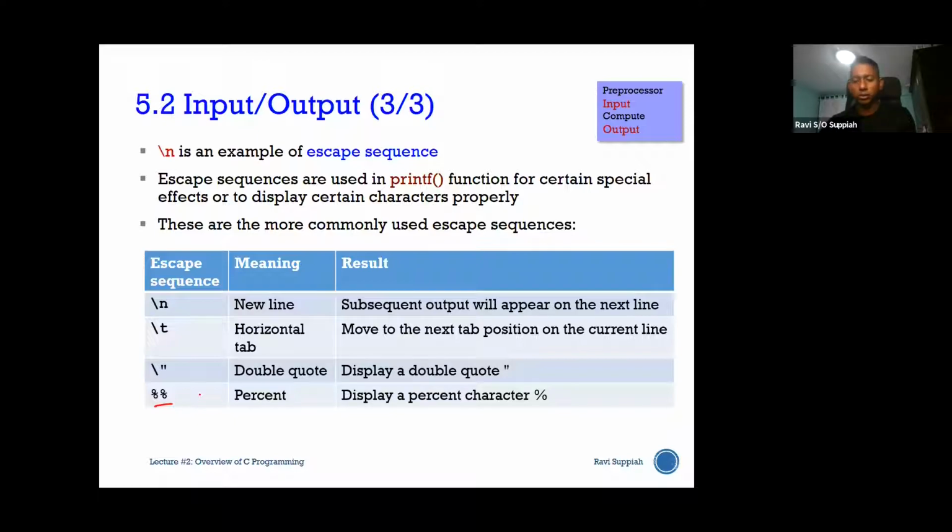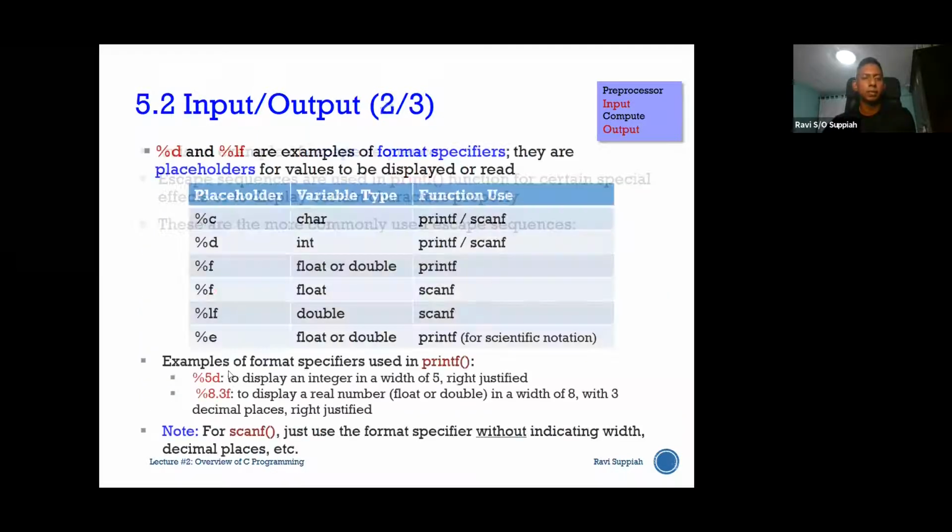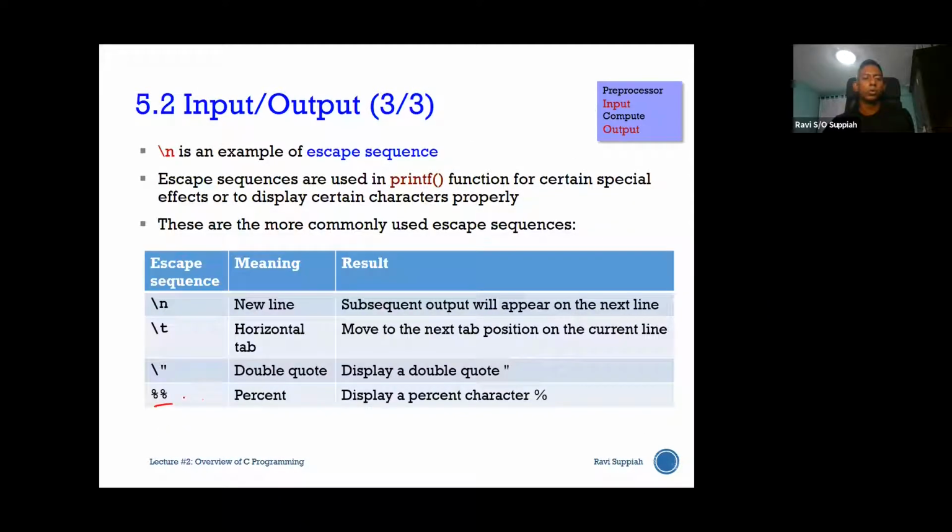Okay, why do you need to do this? Because the percentage sign is actually reserved, or is actually used, for the format specifiers. So you need to put 2 percentages together, then you will display a single percentage sign. All right, so these are some of the things of how C operates. When you are dealing with C, you just need to be aware of the way the syntax is to be used.